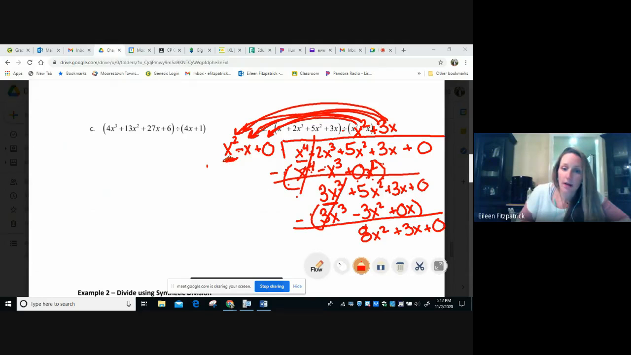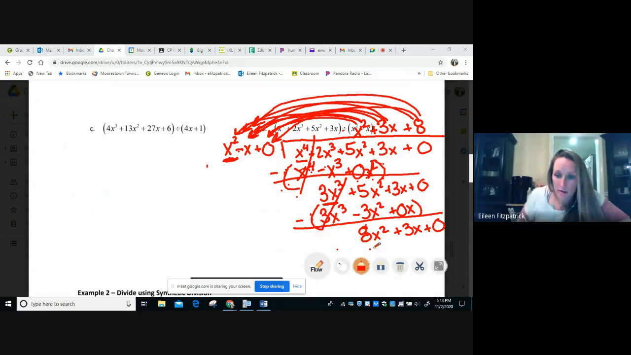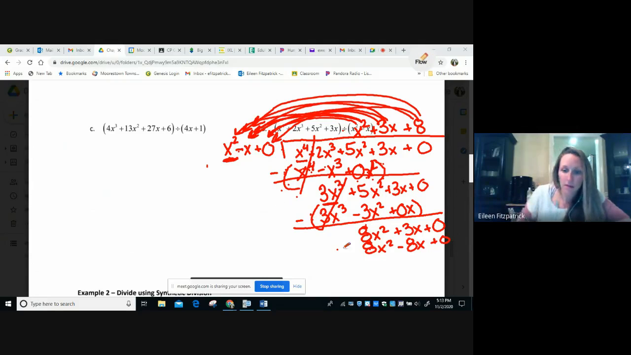What do you have to multiply x squared by to get 8x squared? You multiply by an 8. Distribute the 8 to all three terms over here, right? So 8 times x squared is an 8x squared. 8 times negative x is a negative 8x. 8 times 0 is 0. And I'm going to subtract everything. One second, pull this up here, give myself some more room. All right, so subtract everything.